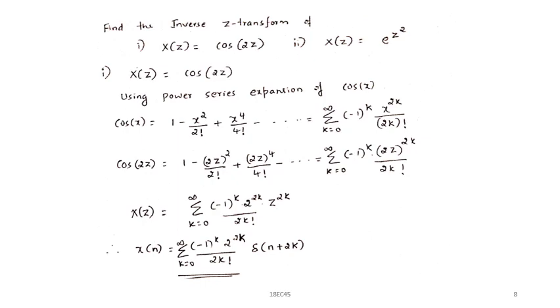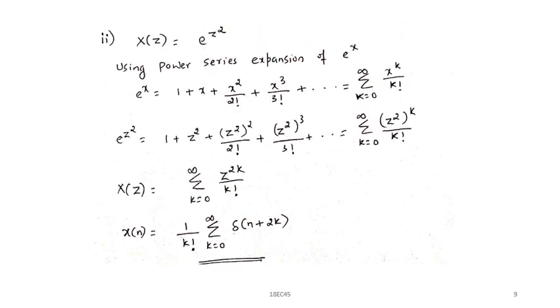Consider that x of z is equal to e to the power z square. Now using the power series expansion of e to the power x, you can write e to the power x is equal to 1 plus x square by 2 factorial plus x to the power 3 by 3 factorial plus and so on. In general, I can write this as summation of k equal to 0 to infinity x to the power k divided by k factorial. Now wherever x is there, I will just replace it by z square.